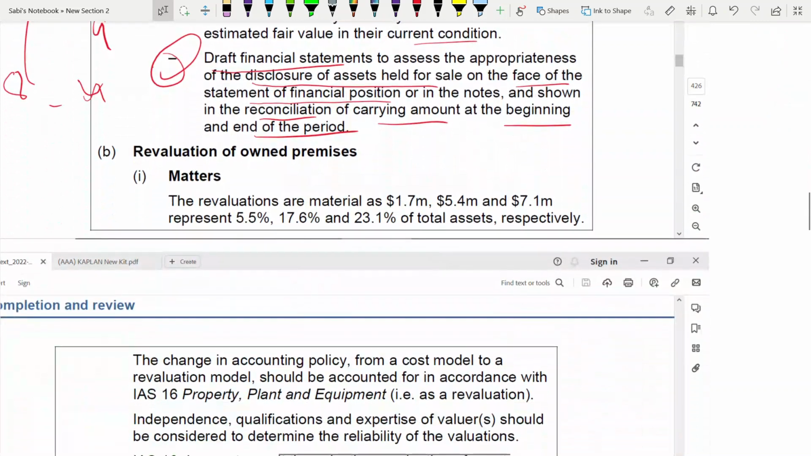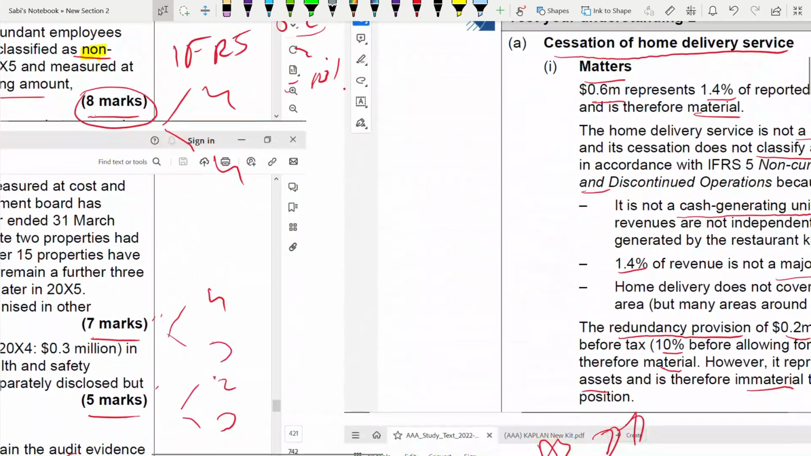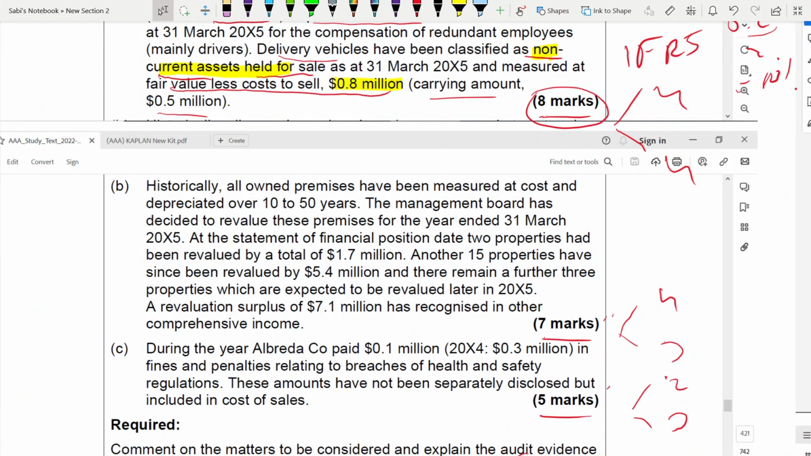Next, we are moving on to revaluation of premises. Same matters and evidence. I think it's for 7 marks. So historically, all the premises were measured at cost. Now they want to revalue. 2 properties have already been revalued to 1.7. Another 15 are revalued to 5.4. Remaining 3 are expected to be revalued later in 2005. They are still not revalued. And the revaluation surplus has 7.1 in other comprehensive income.